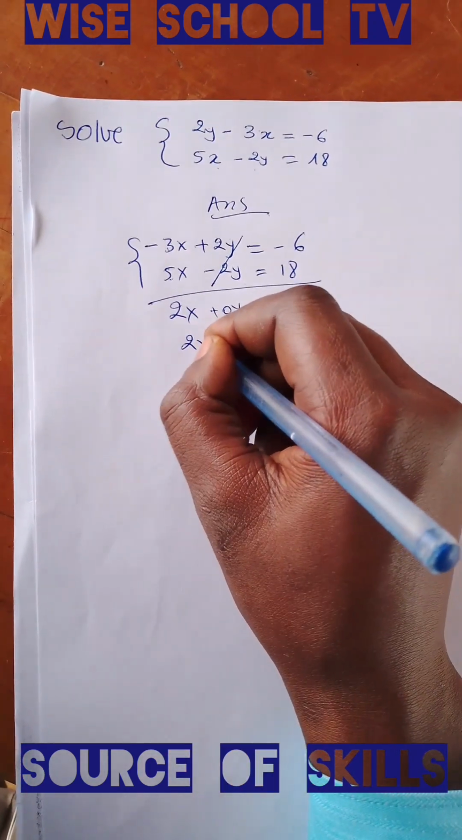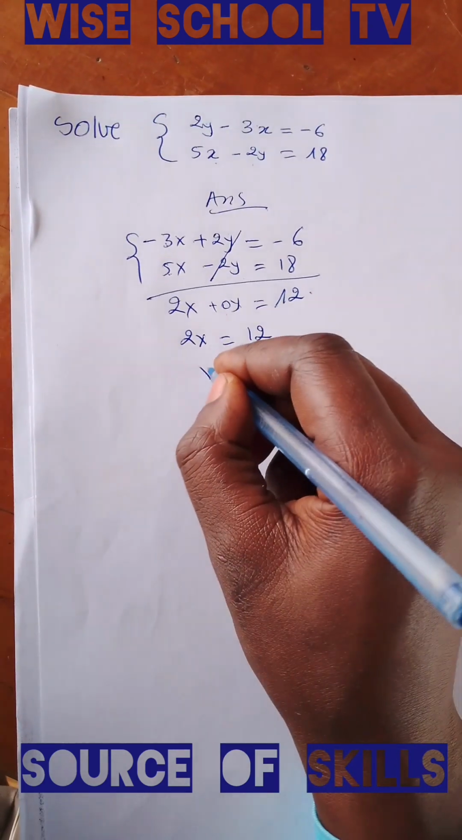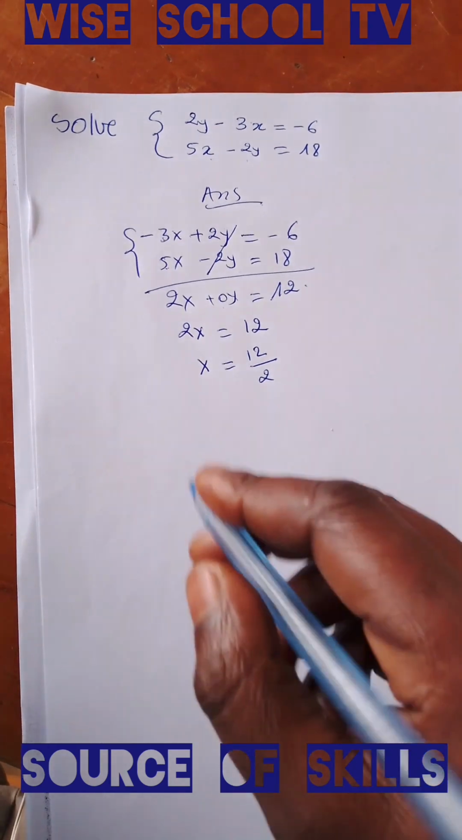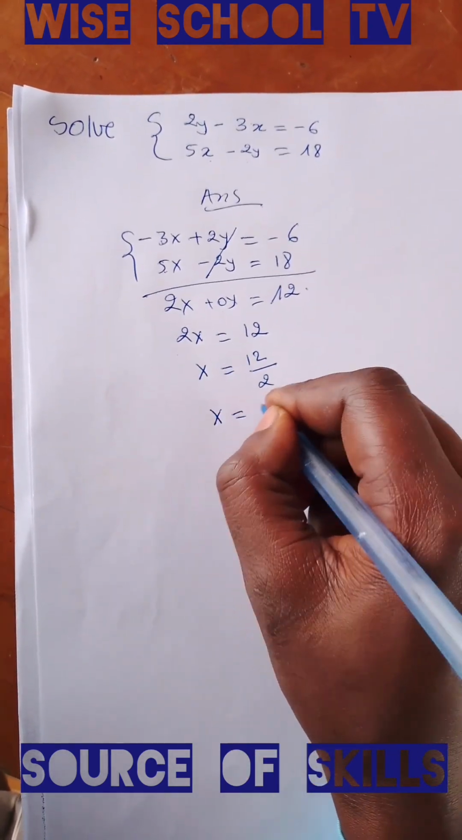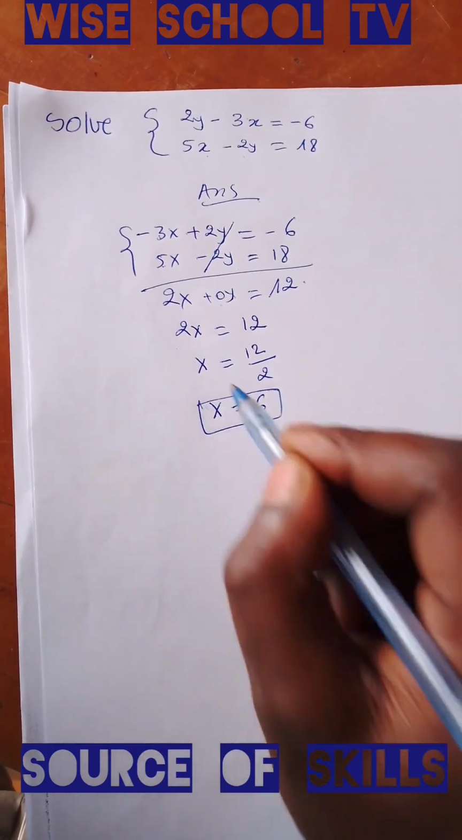Then 2x is equal to 12. So x is equal to 12 over 2 by division. Then x is equal to 6. So this is the value of x.